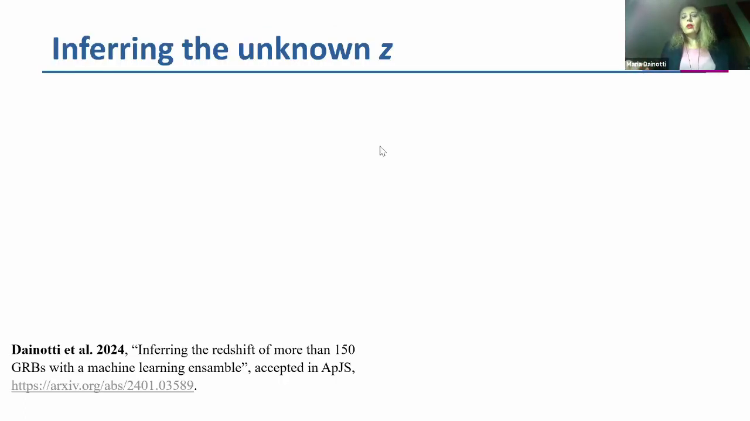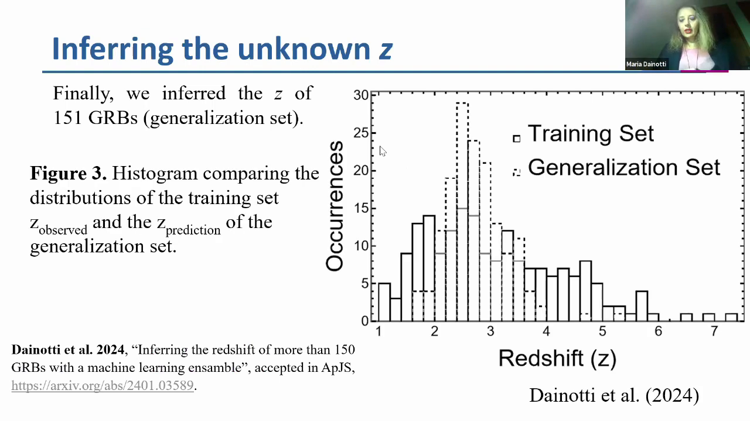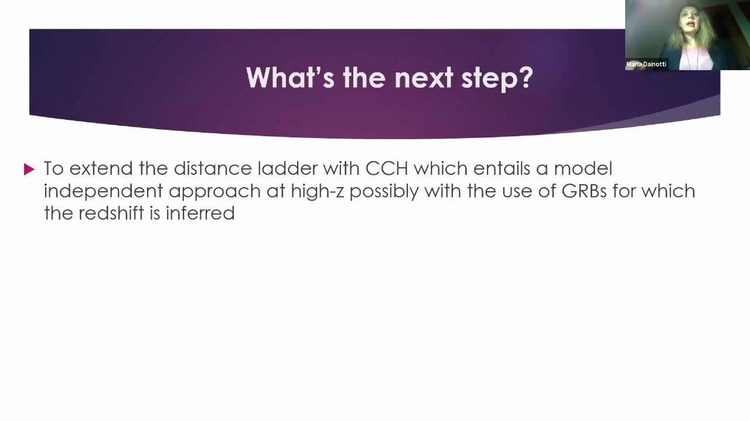But now I would like to show you, I think I may have additional few minutes. So these are the results that we have for the inference of the redshift for a generalization of 151 gamma ray bursts. That's why I told you that we will have more redshift after the sample is generalized. And in these days, we are actually increasing also the sample size. So here, this is the training set. And this is the generalization set. So we have these redshifts that can be added for our cosmological purposes. As I said, we are going to increase the ladder for the calibration with the cosmic chronometer.